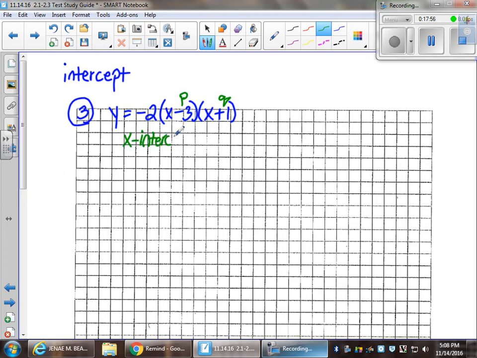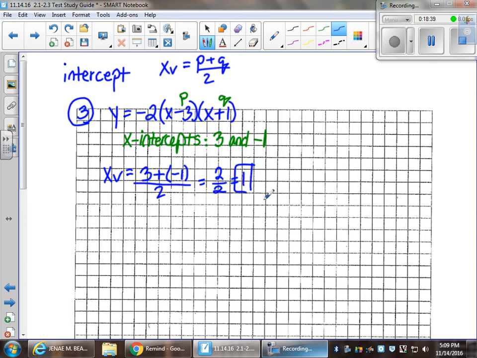So my x-intercepts are at 3 and -1. So that's nice. We'll use that in a little bit. But how about the vertex? Remember, for intercept form, we find the average of P and Q. So P plus Q divided by 2. So here that will be P, which is 3, plus Q, which is -1, all divided by 2. That's 2 divided by 2 equals 1. So the x value of the vertex is 1.